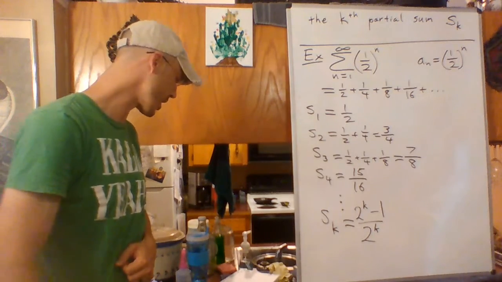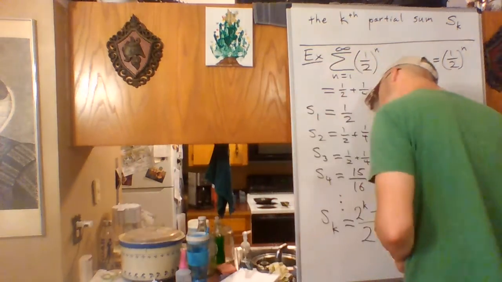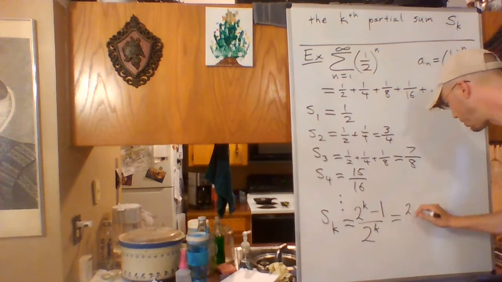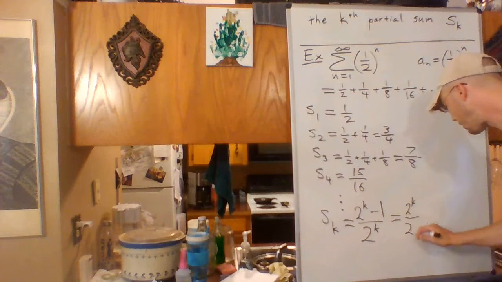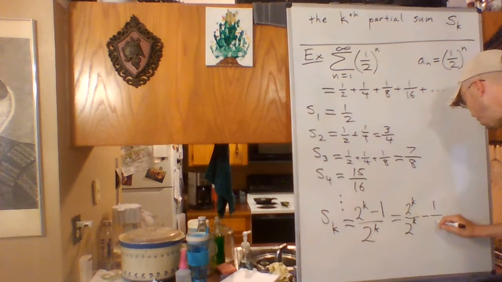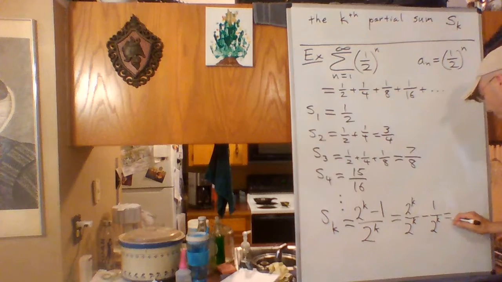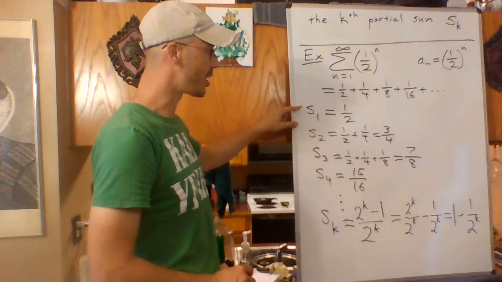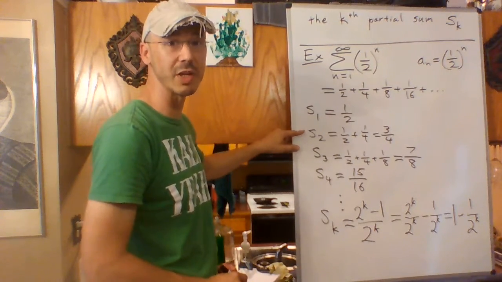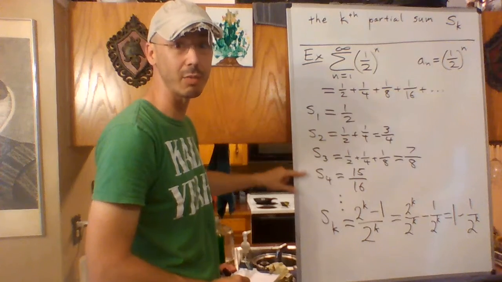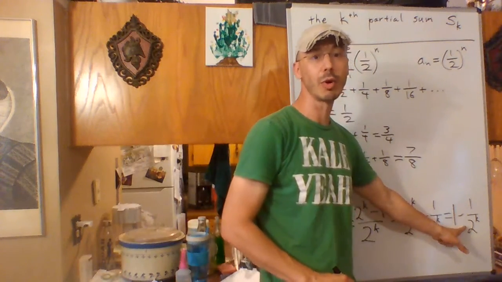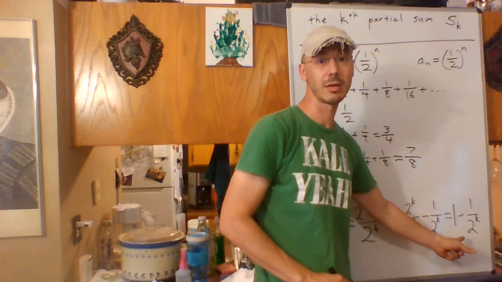There's another way that we can write that, which is to say it's 2 to the k over 2 to the k, minus 1 over 2 to the k. Well, that's just 1 minus 1 over 2 to the k. And you could write these like this, actually. This is 1 minus 1/2, 1 minus 1/4, 1 minus 1/8, 1 minus 1/16, and so on. 1 minus 1 over 2 to the k.